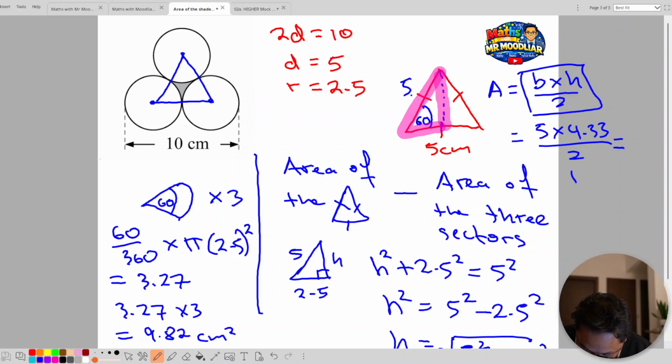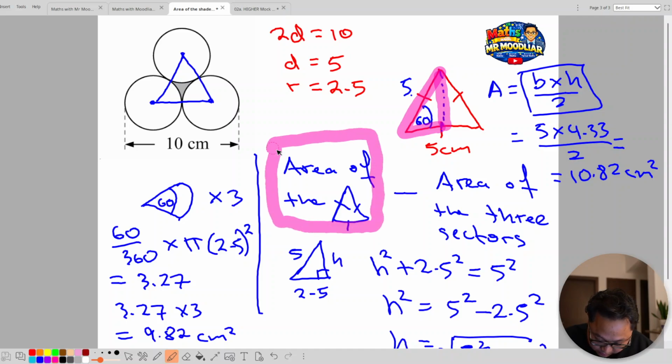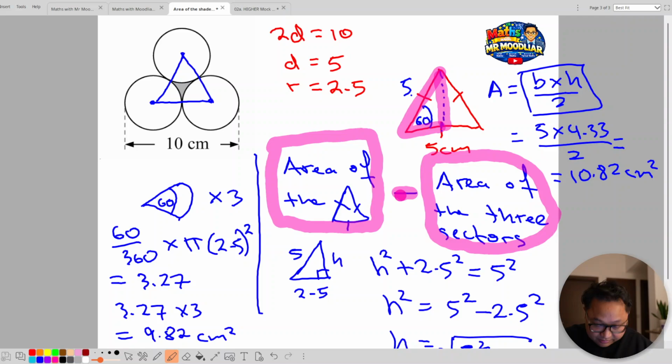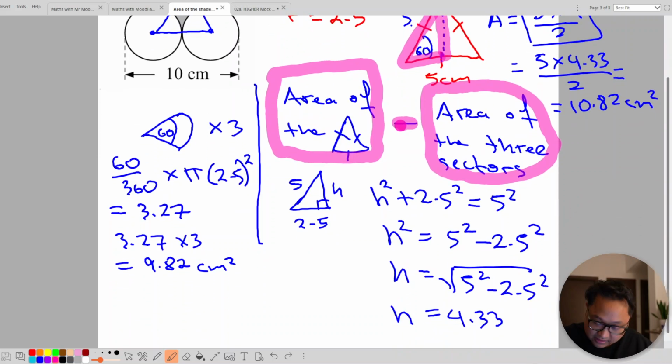So my answer would be 10.82 centimeter squared. And that's how you work out the area of the triangle. So earlier we had a plan that to work out the area of that region is the area of the triangle take away the area of the sectors. That's our initial plan. And do we have those areas now? Yes, we do.